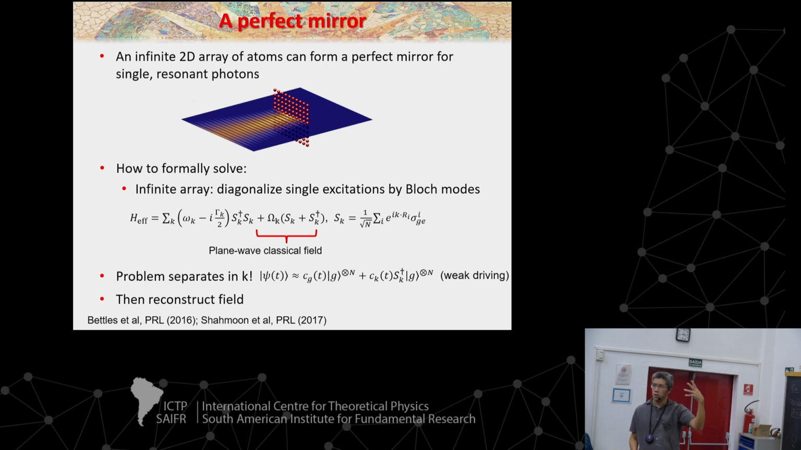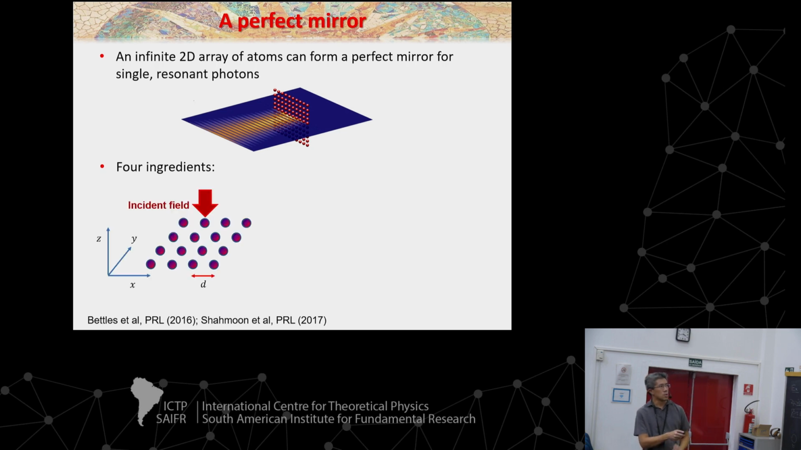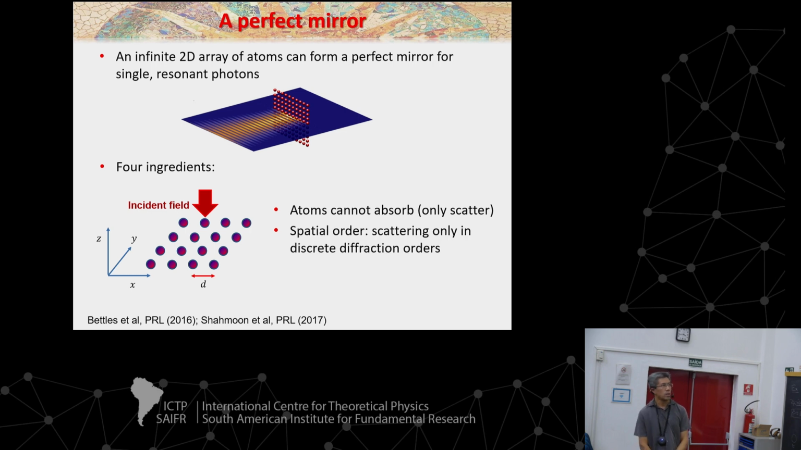But now let me argue intuitively why the system should be 100% reflecting. So there's basically four ingredients. Just to be concrete, let's tilt the 2D array on its side and shine light on at normal incidence. So the first ingredient is that atoms cannot absorb. They can only scatter. In other words, a two-level atom, if you excite it, there's no other degree of freedom of the atom to just eat that energy. The atom has to rescatter that light or turn it back into a photon. Okay, so all the energy I send in, in principle, has to come out.